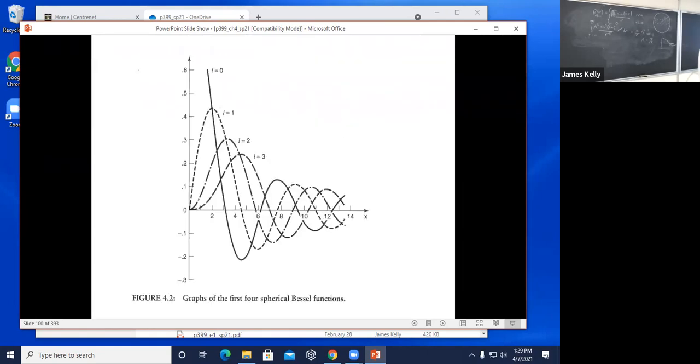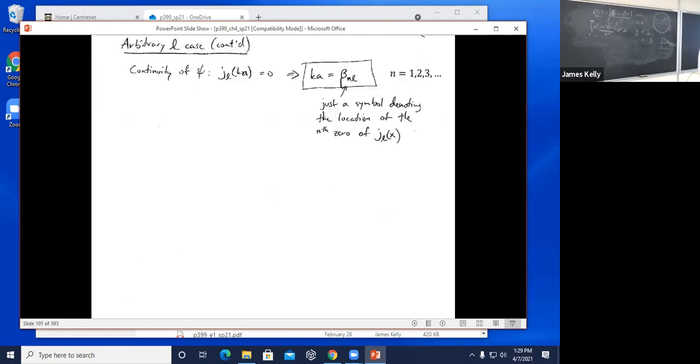Well, unfortunately, unlike for the L equals 0 case, where these zeros are all evenly spaced, there's equal spacing between adjacent zeros, and that makes everything nice. For L equals 1, 2, and 3, and so on, the spacing is not uniform anymore. So Griffiths defines this particular symbol, which makes things look really confusing. Ka has to equal beta NL, where beta NL is just a symbol meaning the nth zero of JL of X, or JL of R, if you like.